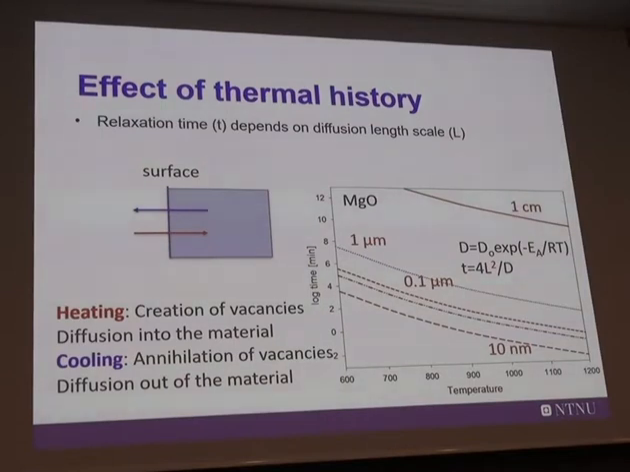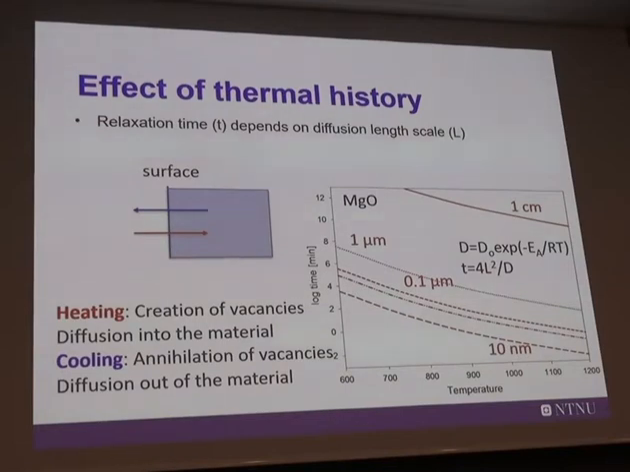T is equal to 4L squared divided by D. So it's not a very difficult task to calculate the relaxation time, how long it takes before a new equilibrium is established if you go from one temperature to the other. So if you have magnesium oxide, let's say a single crystal, and it's 1 centimeter in length scale, this is the time scale it takes before you get equilibrium.